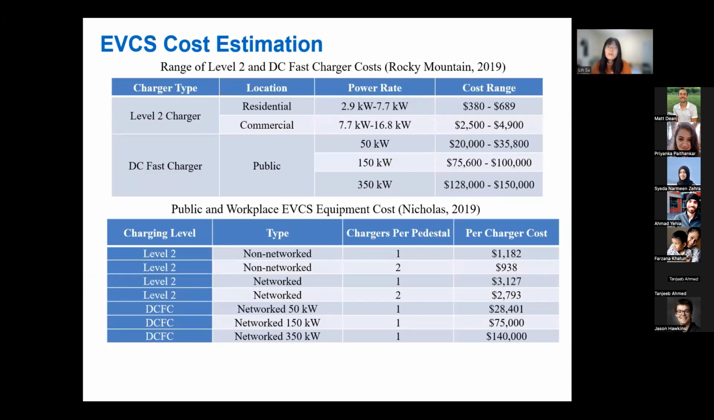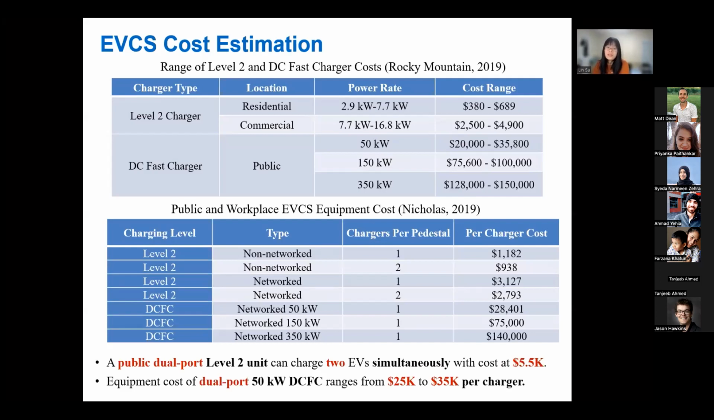capital cost. The Rocky Mountain Institute paper reported the range of level 2 and DC fast charger costs in the first table. For both level 2 and DC fast chargers, equipment cost varies greatly with power rating. Generally, level 2 home chargers are less expensive than non-residential chargers since they are well-mounted in weather-proof locations like garage. Commercial level 2 chargers and DC fast chargers for public access are usually installed on a pedestal and exposed to the elements, leading to additional costs to the chargers.